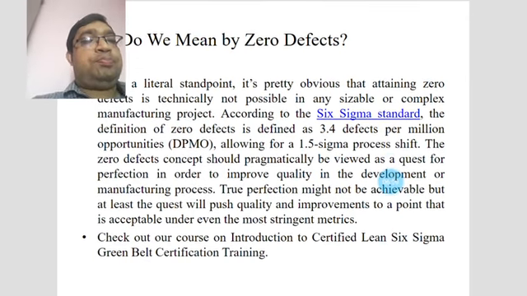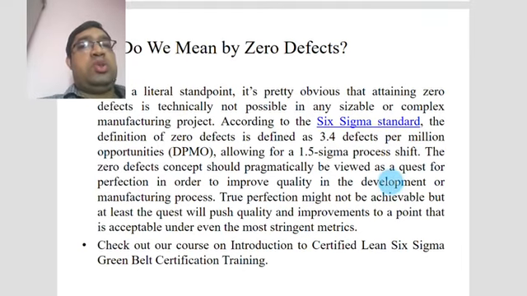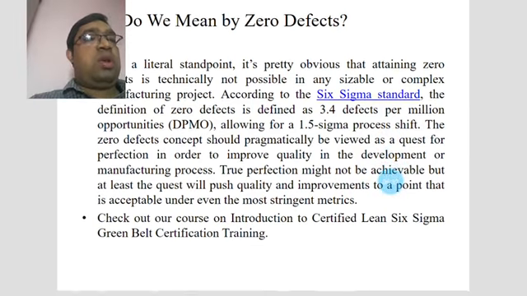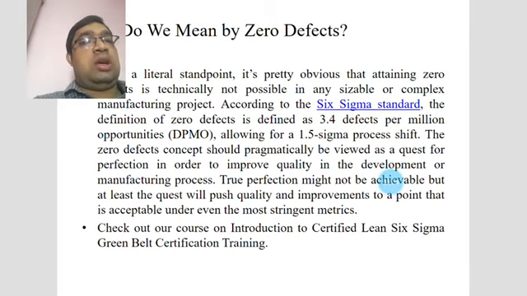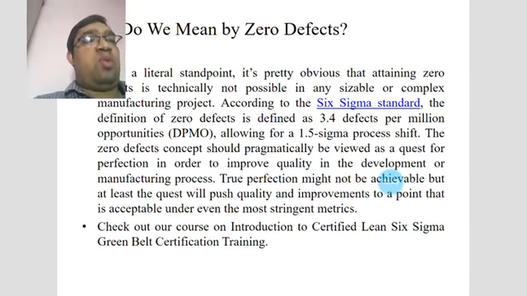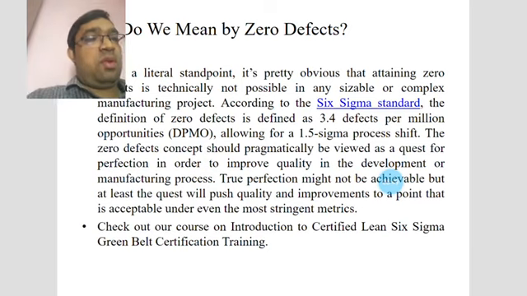According to Six Sigma standards, zero defects is defined as 3.4 defects per million opportunities. Defects per million opportunities, or DPMO, is defined this way while allowing for a 1.5 sigma process shift, which you have to consider.